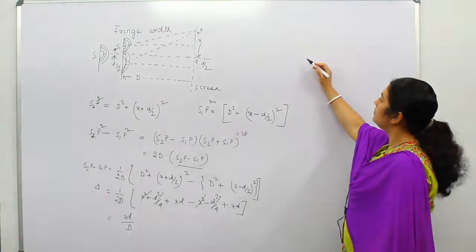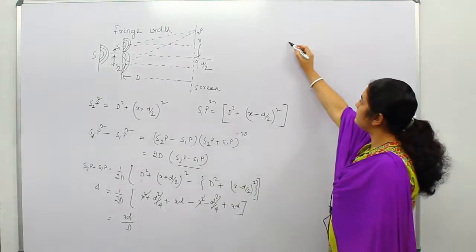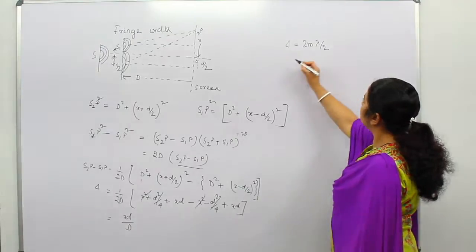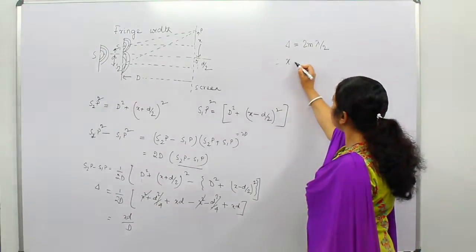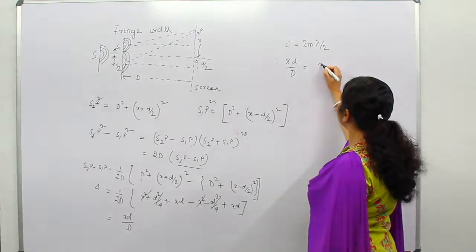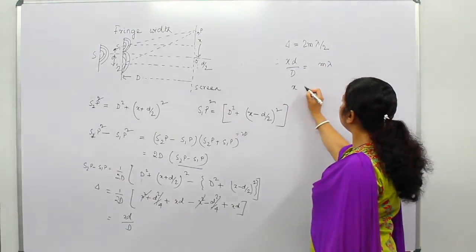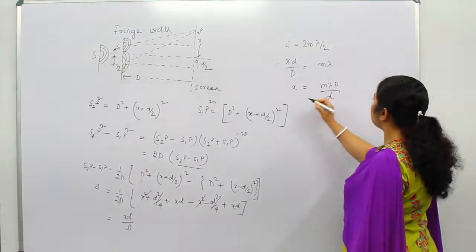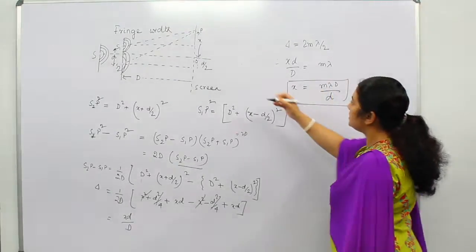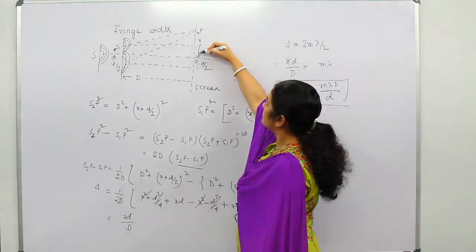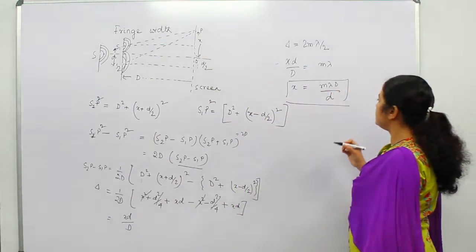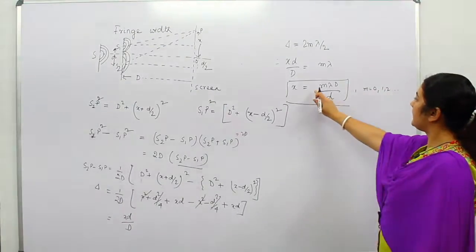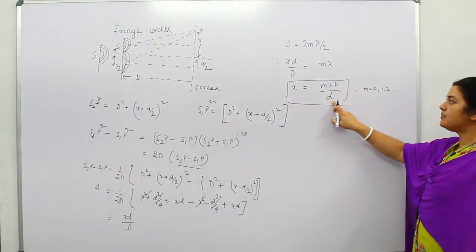Now we know the path difference for a bright fringe is 2m lambda by 2. Therefore here x d by capital D equals m lambda, and x equals m lambda capital D by small d. So this point P will be a bright point if this condition is satisfied, that is x equals m lambda capital D by small d.